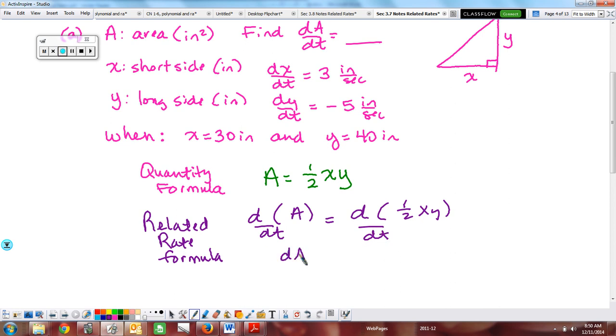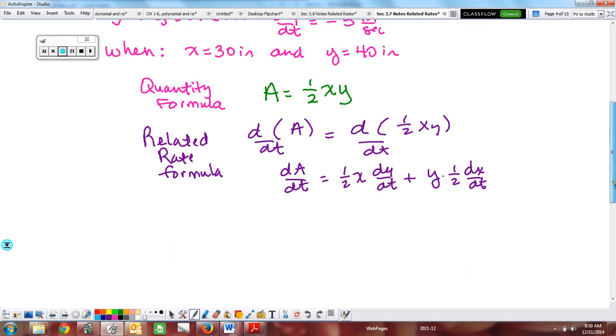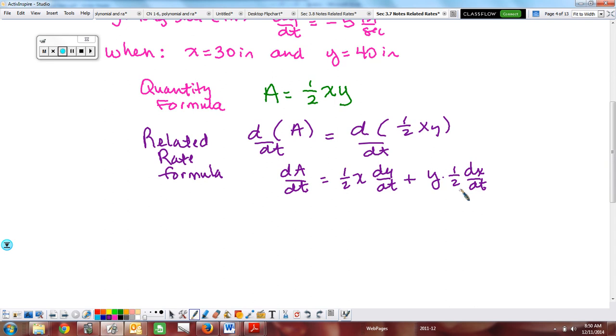So we end up with dA/dt equals, I'm going to have to use the product rule here, so it'd be 1/2 x dy/dt plus y times 1/2 dx/dt. And don't forget, that's the common mistake if you use x as your variable: forgetting to do the dx/dt part of that. But remember, we're taking the derivative with respect to time. So this is the most important formula that you have come up with.